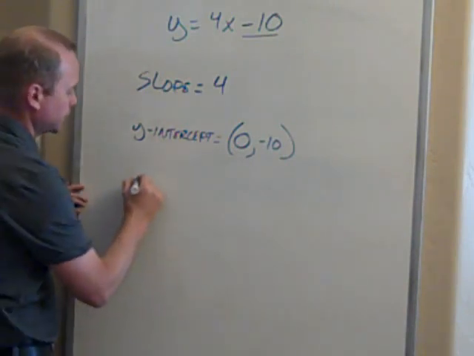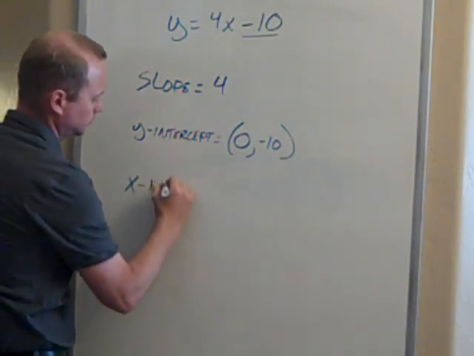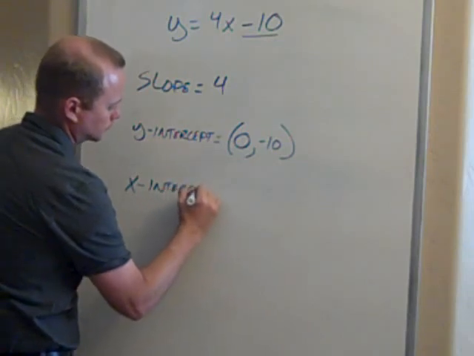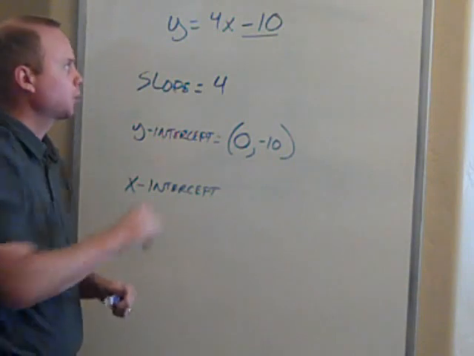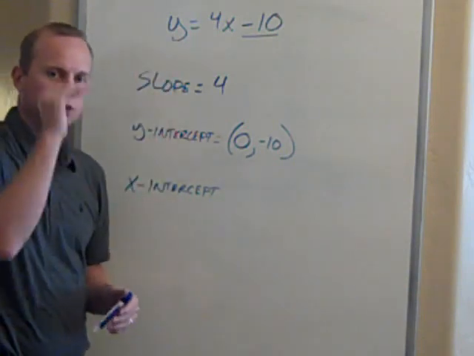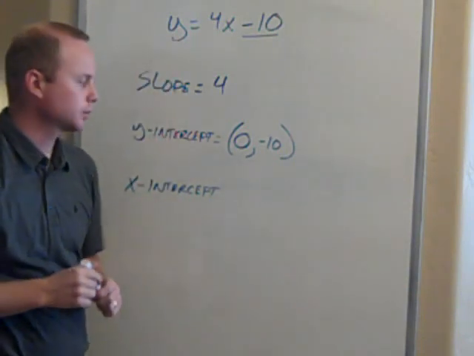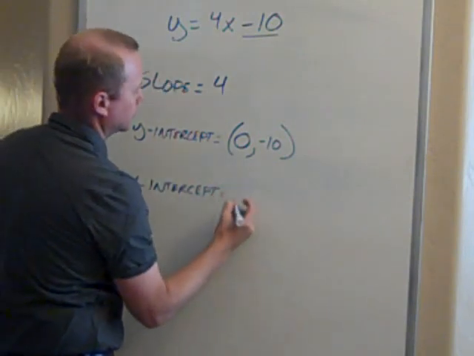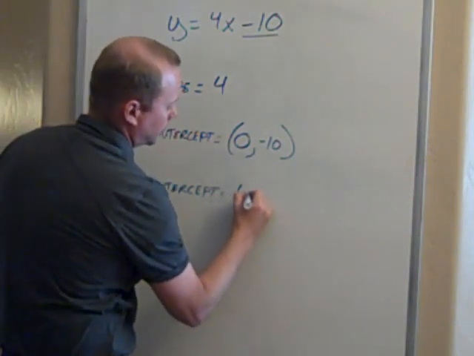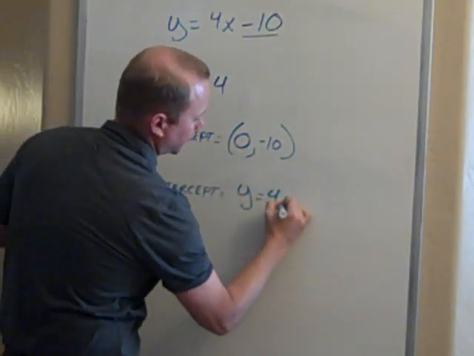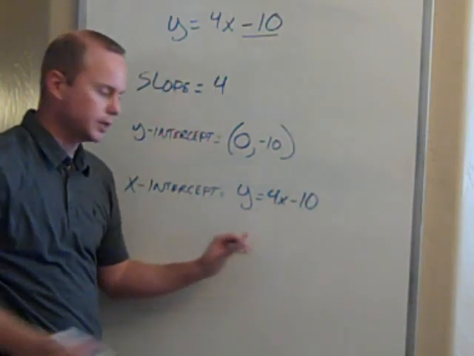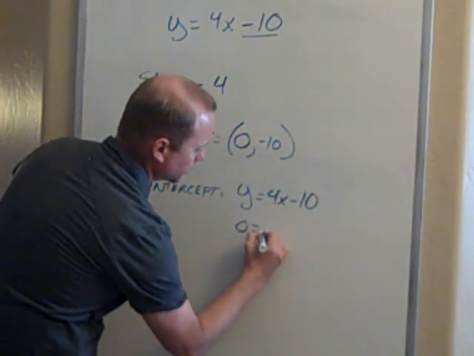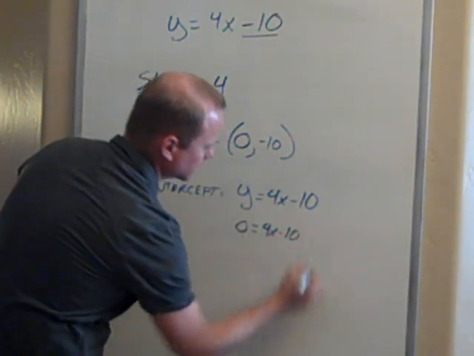Now if I ask you to find the x-intercept, the x-intercept is where your y value equals 0. That's where it crosses the x-axis. Your y would equal 0. So we would set up this equation. I'll just rewrite the one up there, y equals 4x minus 10. But we know that y is going to equal 0 in this case. So I just plug in a 0 here. 0 equals 4x minus 10.